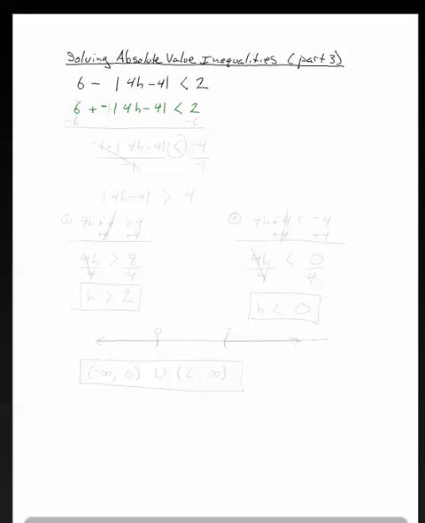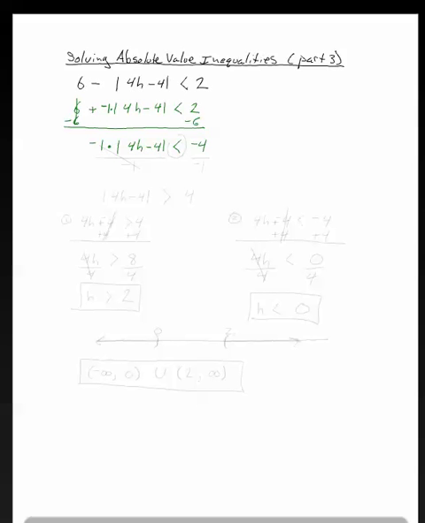And we want to remember that the negative on the outside of the absolute value is really multiplication by negative 1. Now we want to isolate the absolute value. So the first thing we're going to need to do is subtract 6 from both sides. 6 minus 6 cancels, and we have negative 1 times the absolute value of 4h minus 4 is less than, and then 2 minus 6 is negative 4.